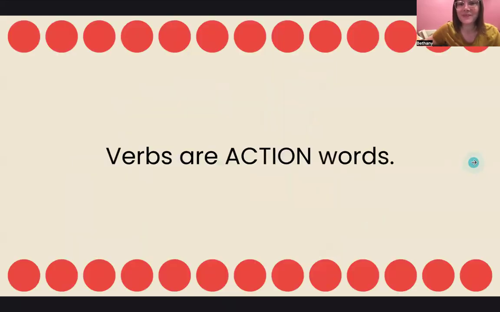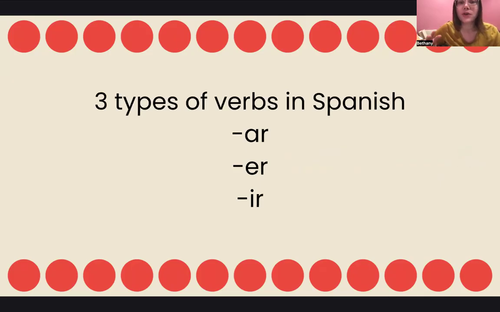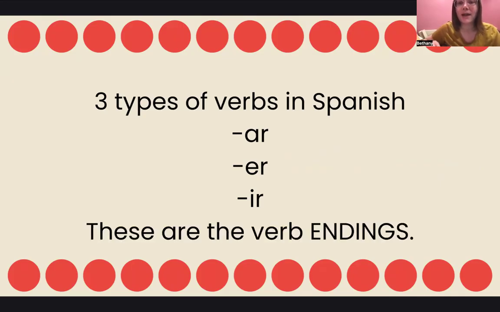So here we go. What is a verb? A verb is an action word. That's like to eat, to sing, to see, to swim, to walk, to run, to anything that you do. Anything you do is in action, and that is a verb. There are three types of Spanish verbs: AR verbs, ER verbs, and IR verbs. And these become important when we start to conjugate a verb. These are the verb endings. So AR, ER, and IR are the three different verb endings.